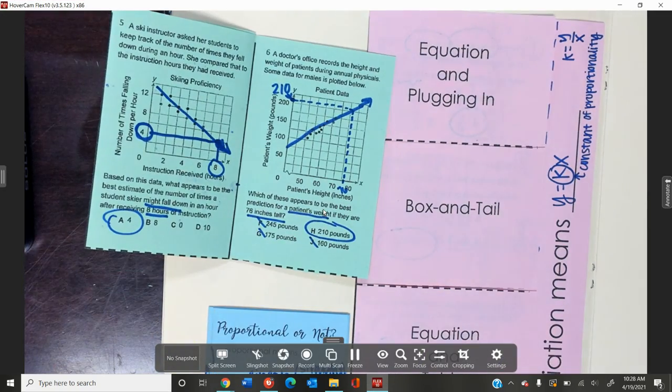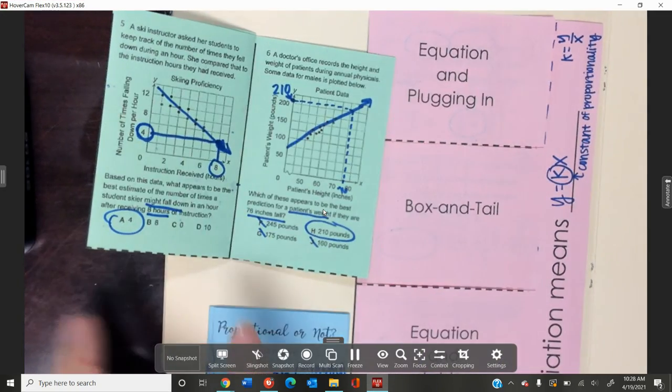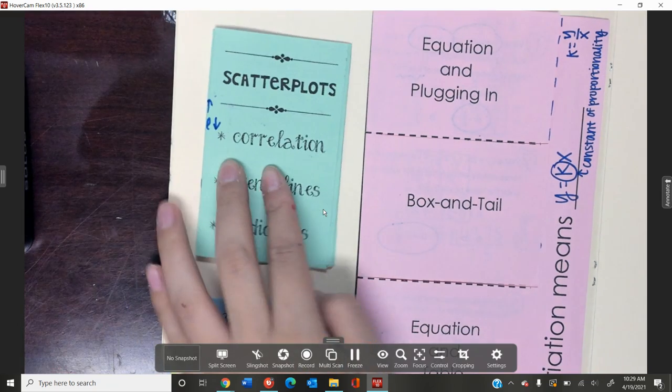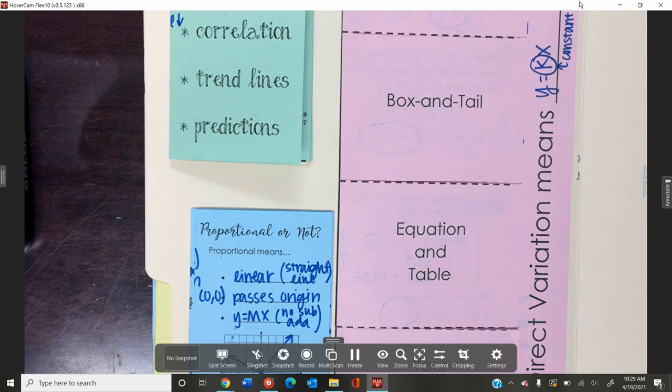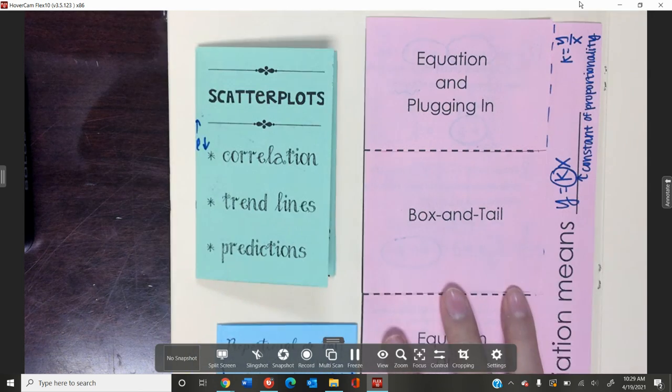So again, just looking at your foldable, this is everything you should have written down for number 6, and that was Scatterplots. So go ahead and glue this down. Once you have watched the video going over proportional or not, then you're good to go with today's assignment.